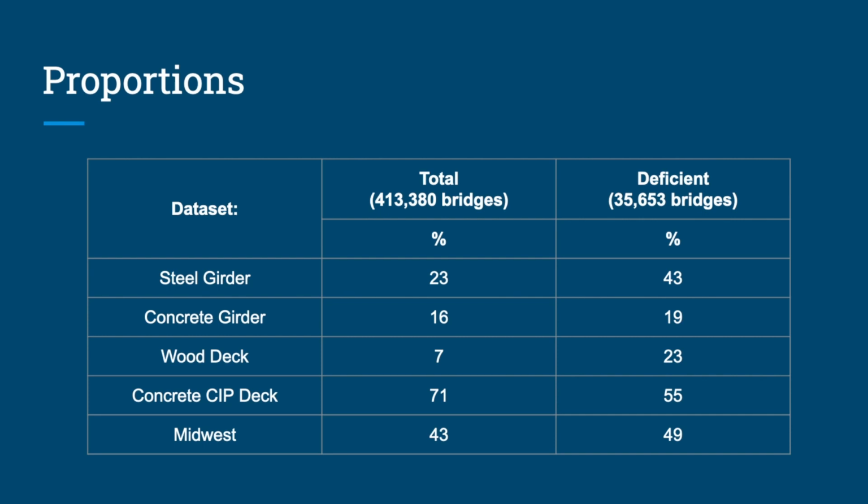So starting with steel girders, within the total bridge inventory, at least the bridges that had all the attributes we needed to look at, which was 413,000 bridges, 23% are steel girder bridges. But within the deficient bridge subset, 43% of them are steel girder bridges. So you can see here that the steel girder bridge is making up a higher percentage of deficient bridges than it makes up of the total number of bridges. So that points to steel structures being perhaps susceptible to degradation.